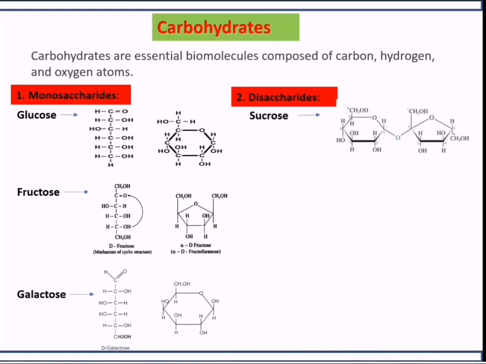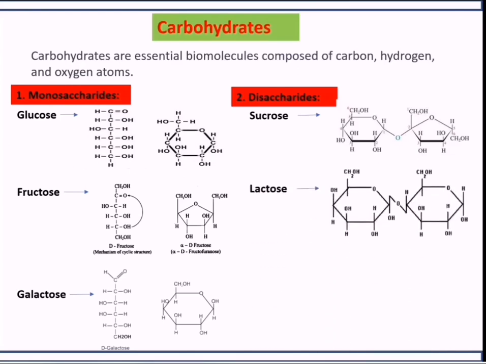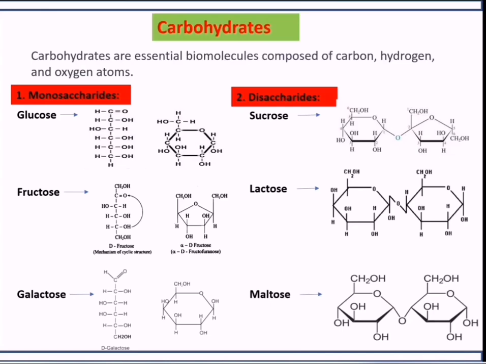The next one is lactose, which is composed of glucose and galactose, found in milk and dairy products. The next one is maltose, which is composed of two glucose molecules, often formed during the digestion of starch.